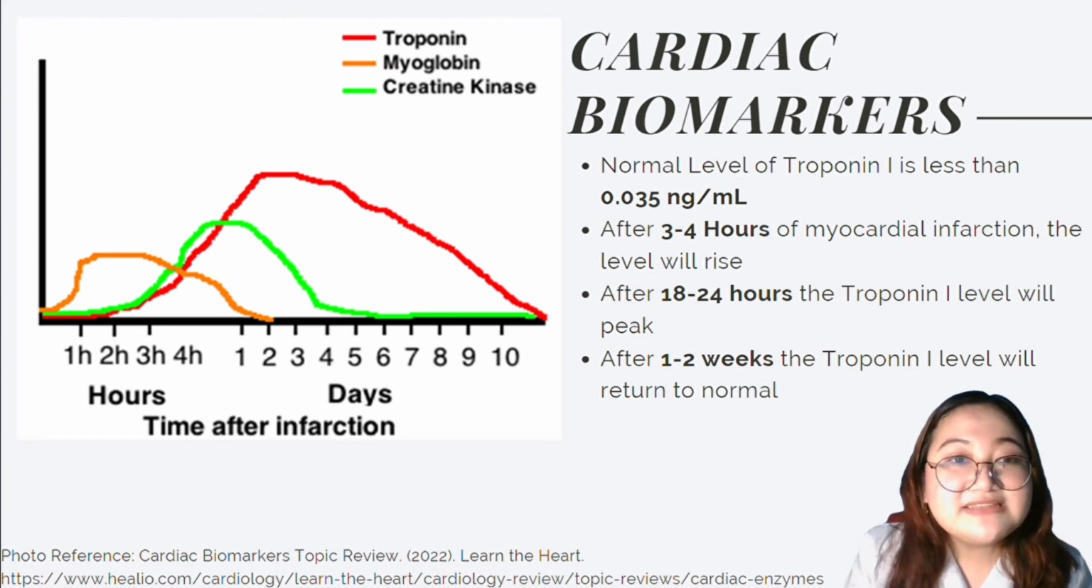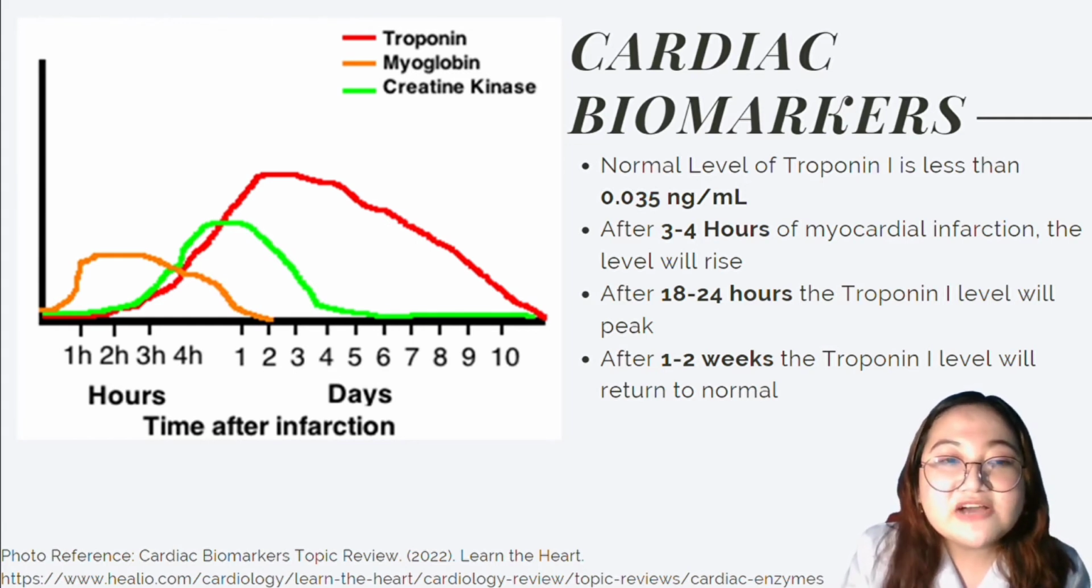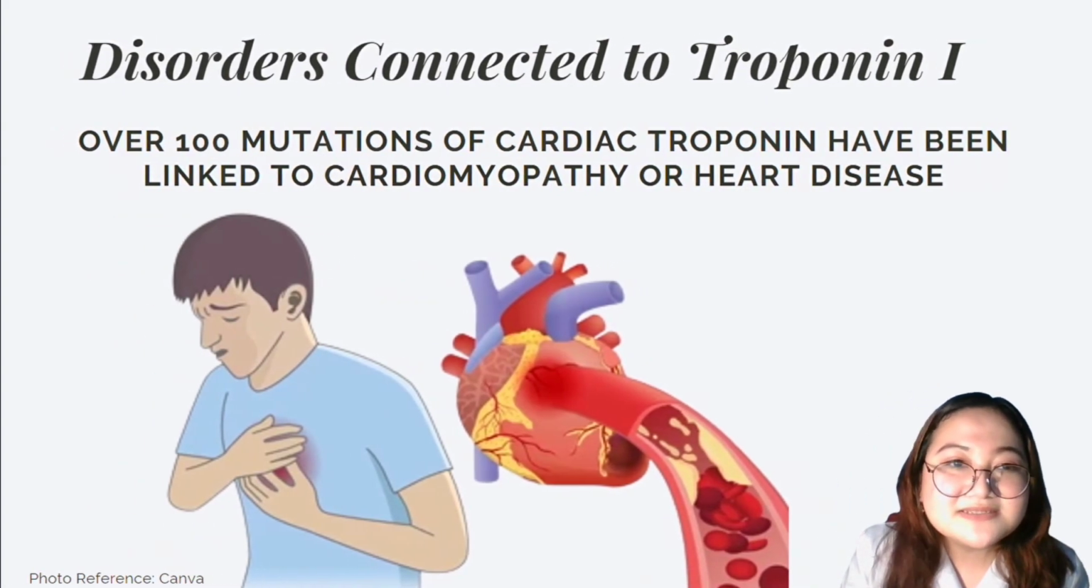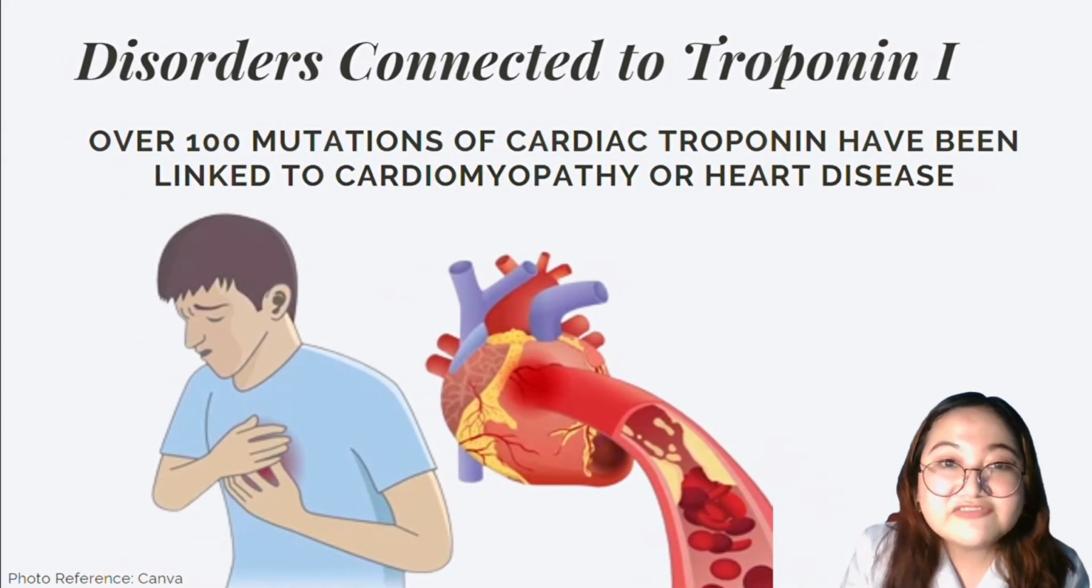The normal level of troponin I in the body is less than 0.035 nanograms per milliliter. After a myocardial infarction, troponin I is released into the bloodstream, making the level of troponin I spike. It will take about 3 to 4 hours before the level elevates, and it will peak at 18 to 24 hours after the myocardial infarction. The troponin level will return to normal by itself after 1 to 2 weeks. This level is used to measure and evaluate the damage to the heart muscles and diagnose myocardial damage after a myocardial infarction or cardiac arrest.